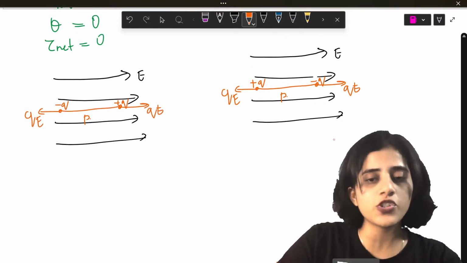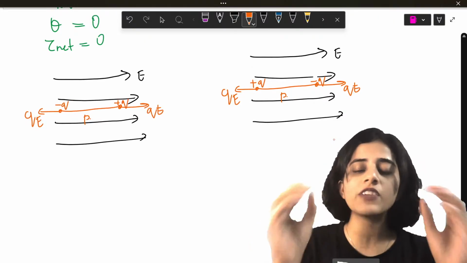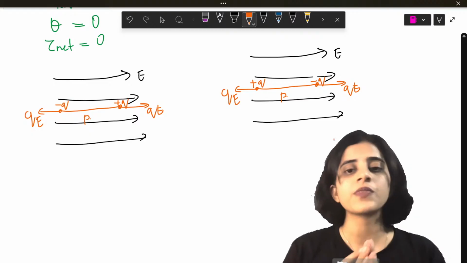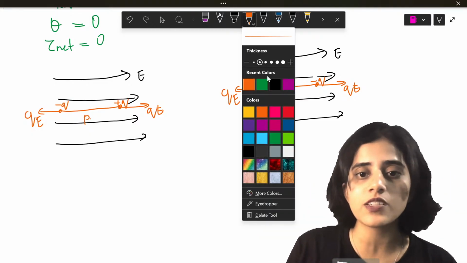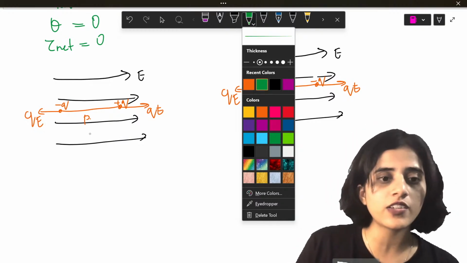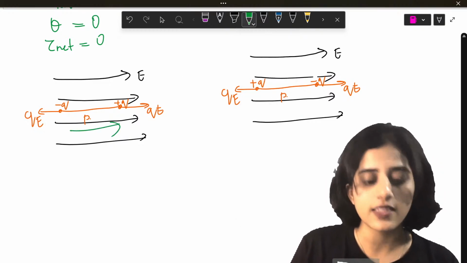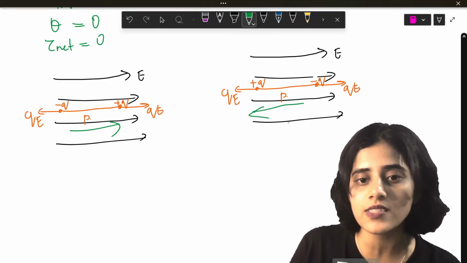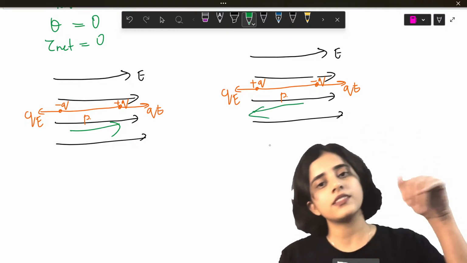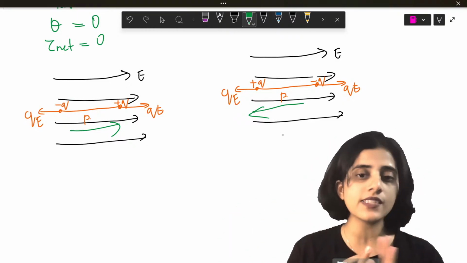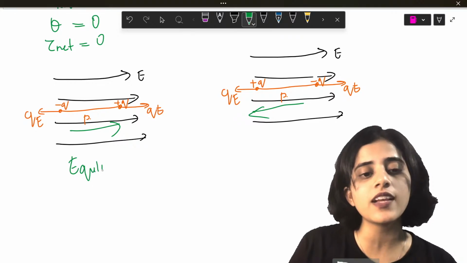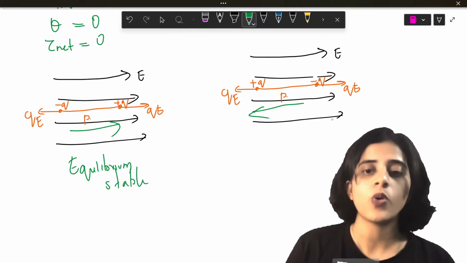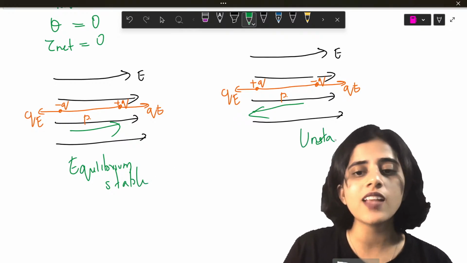So these are the two conditions. You have an electric field, and you have a dipole which is parallel to the electric field. But you can see the direction of the dipole moment is opposite in the two cases. In the first case, the direction of the dipole moment is like this. In the second case, it is like this. In this case, the system is in stable equilibrium, whereas this one is unstable.